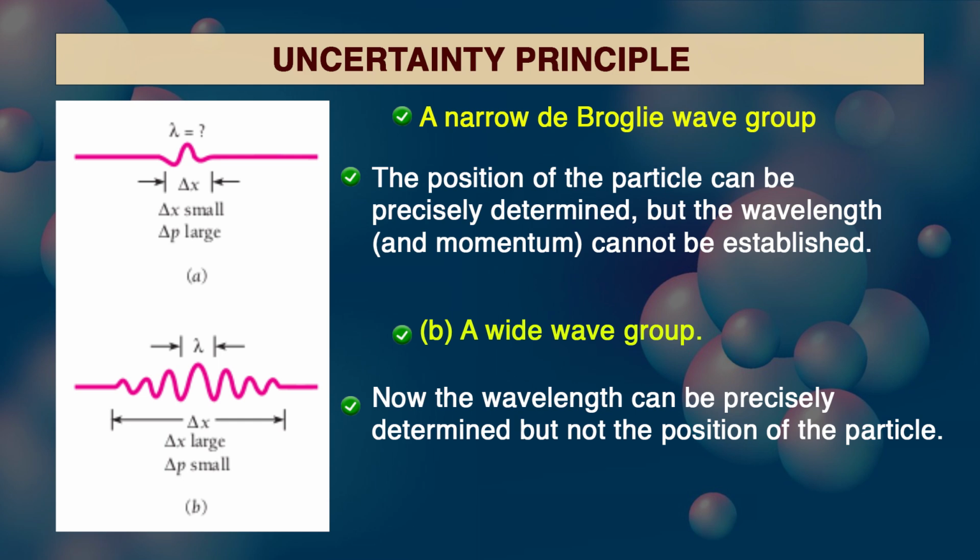But here, if we have a sinusoidal type wave where the wavelength is defined, but the peak value is uniform everywhere, that means we cannot detect its position. So, in the second case, where we have a sinusoidal uniform wave type shape of this wave packet, we cannot precisely say about the position of that particle, but we can measure its wavelength, and accordingly we can measure its momentum.